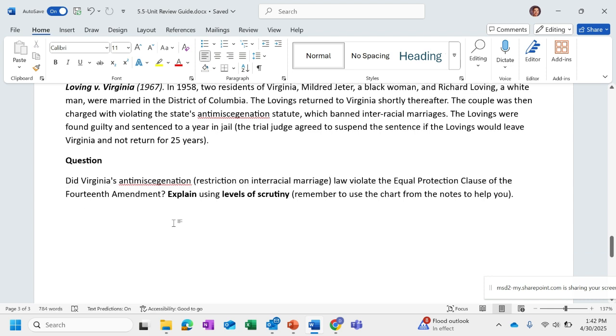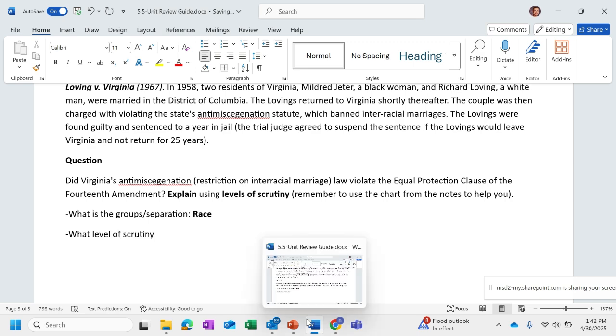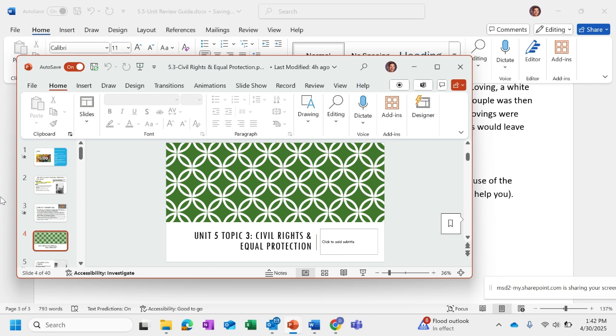Now we have to think about what the discrimination is. This is not marital status. They're not saying married people versus unmarried people. So what is the separation of groups? And this is by race. This is saying that people of different races can't get married, but people of the same race can get married. And then we would ask, what level of scrutiny? Well, because it's race, I can already go back to this chart here, and I can tell you that it's going to be strict scrutiny.